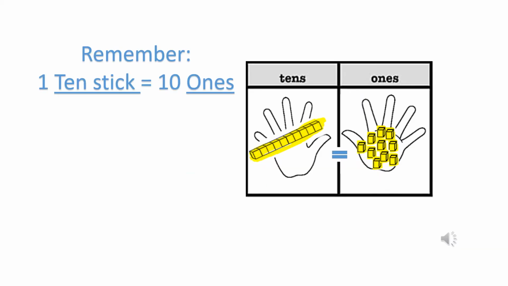Before I explain how regrouping works in math, let's remember 1 10 stick equals 10 ones. So if I hold a 10 stick in one hand and 10 little yellow cubes in the other hand, I have the same value.